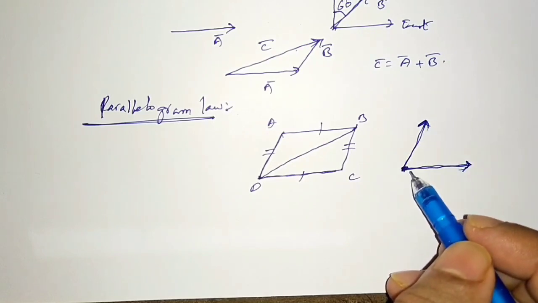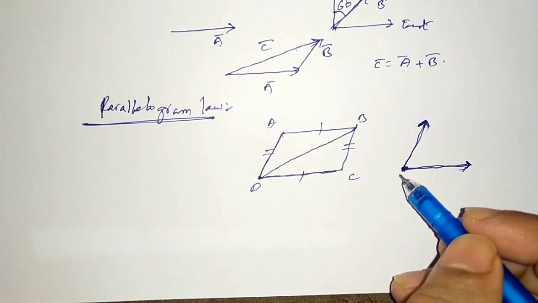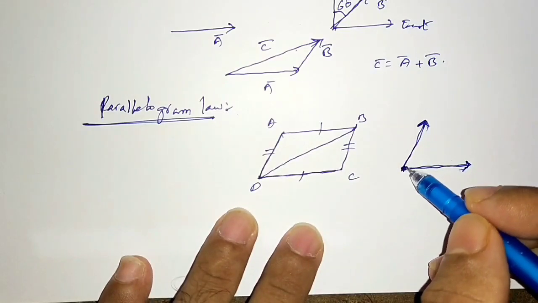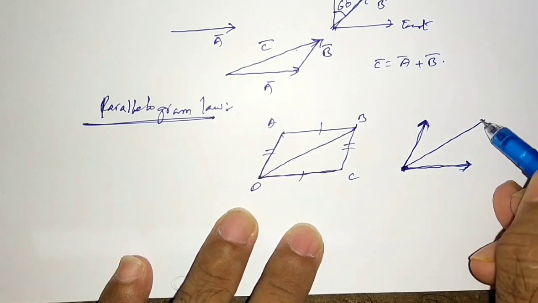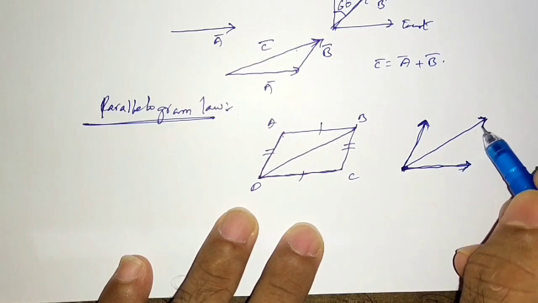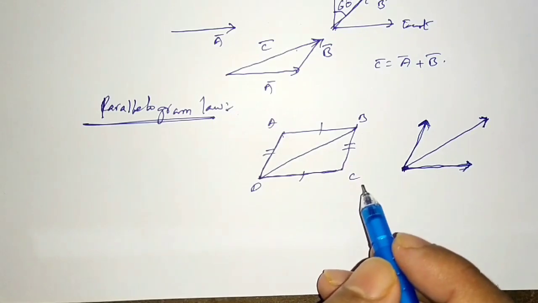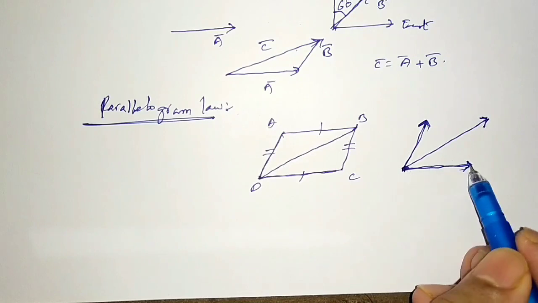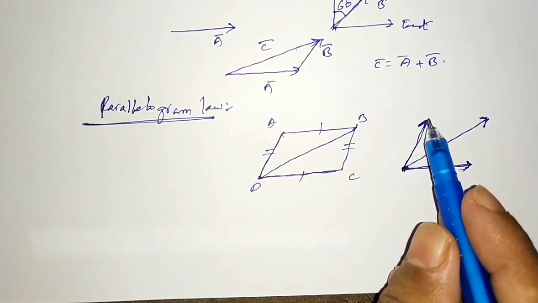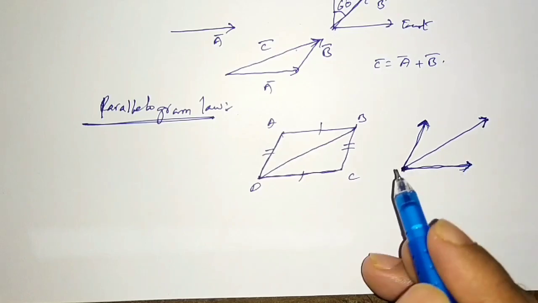Then what will be its resultant vector? Then the resultant vector is represented both in magnitude and direction by the diagonal of the parallelogram passing through the same point. This is the point. This is the resultant vector. Both in magnitude and direction, it is the diagonal of the parallelogram. Am I correct or not? So this is the simple statement, right? Once again, if two vectors represent the sides of a parallelogram both in magnitude and direction, then the resultant vector is the diagonal of the parallelogram passing through the same point, right?